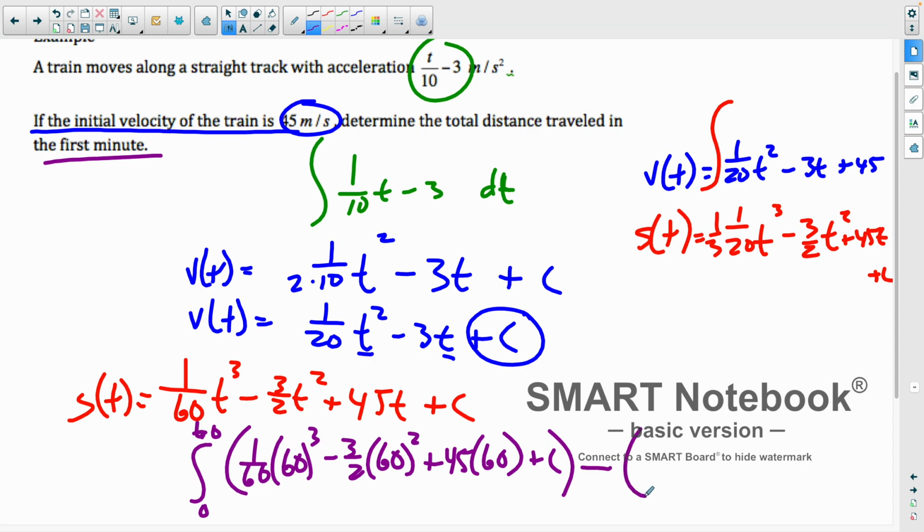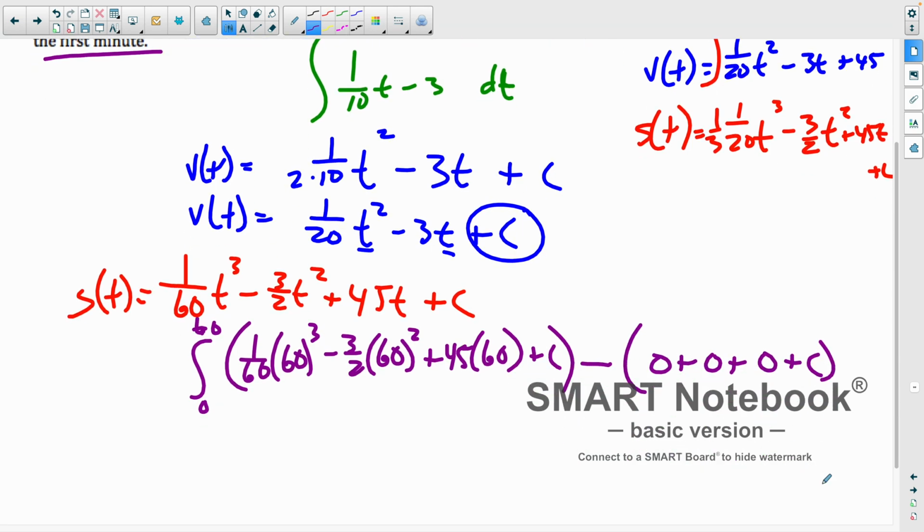Well, the 0 is kind of nice. If I plug the 0 in, I basically would just have c. It would be 0 plus 0 plus 0 plus c, and those c's are going to cancel. So let's see if we can work this out and find the exact answer. So 60 cubed, that's a pretty big number, but if you notice, I have a 60 there and a 60 there, so one of those is going to cancel. So this is really just 60 squared.